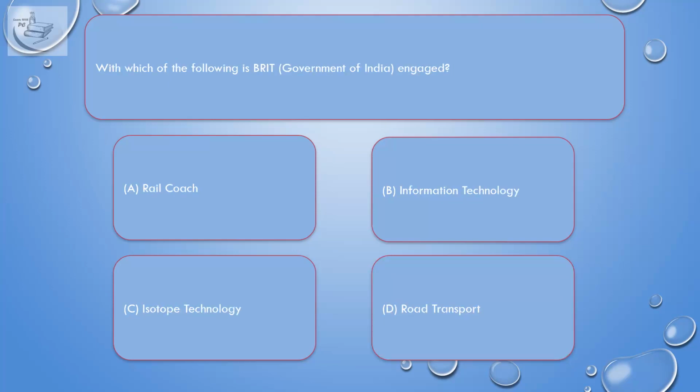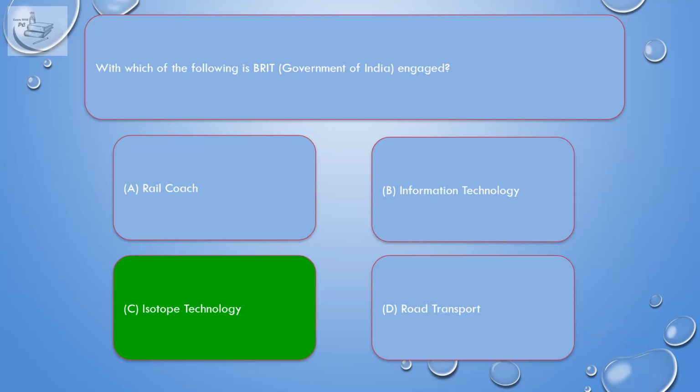Question: with which of the following is BRIT, Government of India, engaged? A. Rail coach. B. Information technology. C. Isotope technology. D. Road transport. Correct answer is C. Isotope technology.